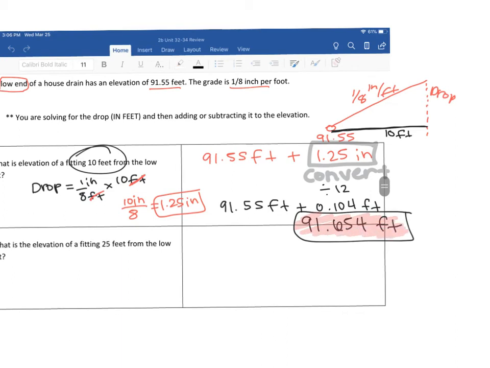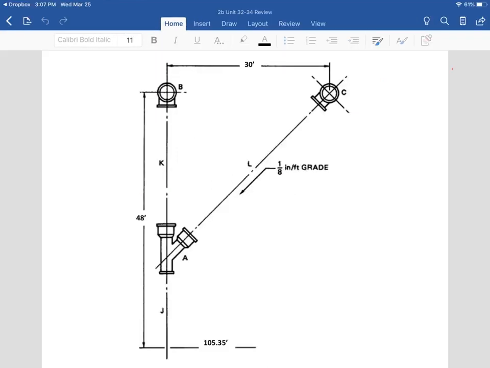And so that's the elevation of the high end. So make sure you're reading the question, because sometimes it'll give you the high end and ask for the low end, or sometimes it'll give you the low end and ask for the high end. Figure out.